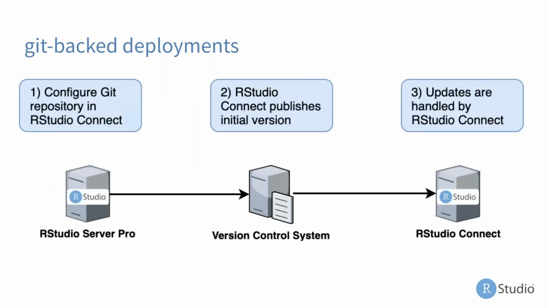Alternatively, you could put things out through Git. So you could have a Git-backed deployment where you're not doing push button deployment anymore, but rather you're actually pushing something out into version control through Git, and then Connect is calling out to Git and installing it directly from there. So in this case, you publish it out. RStudio Connect will publish the initial version, and then we'll actually update, pulling different Git updates onto Connect itself.